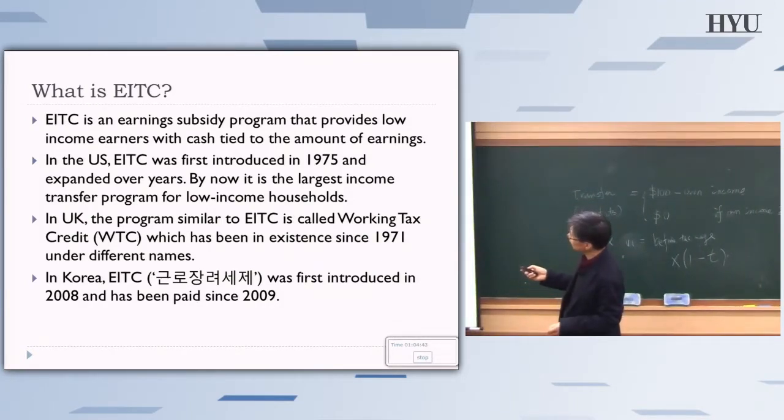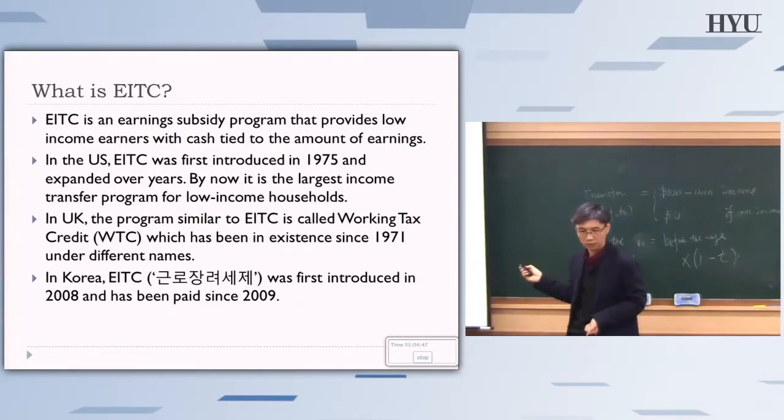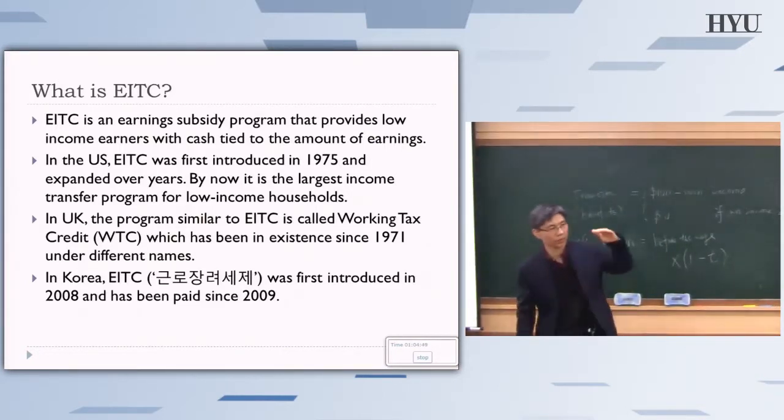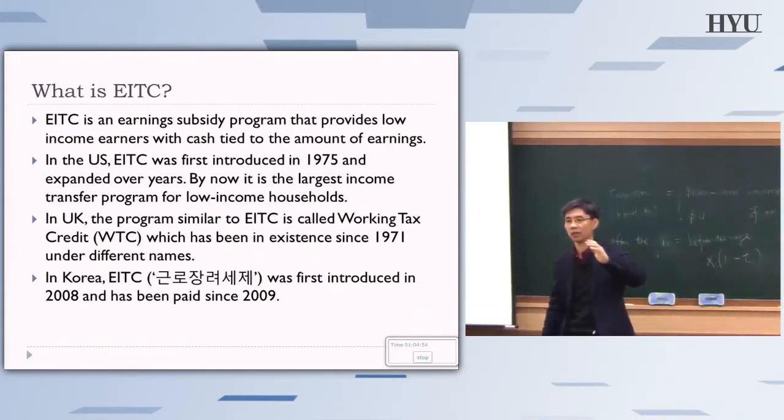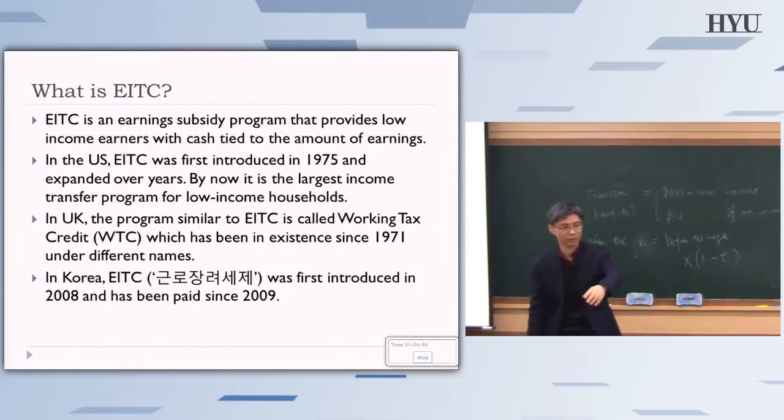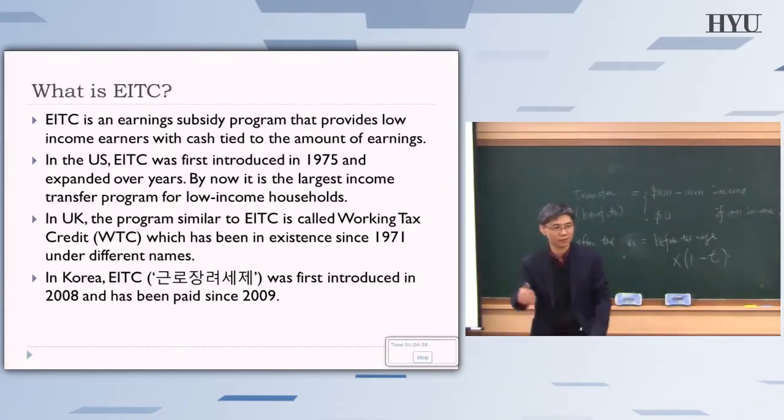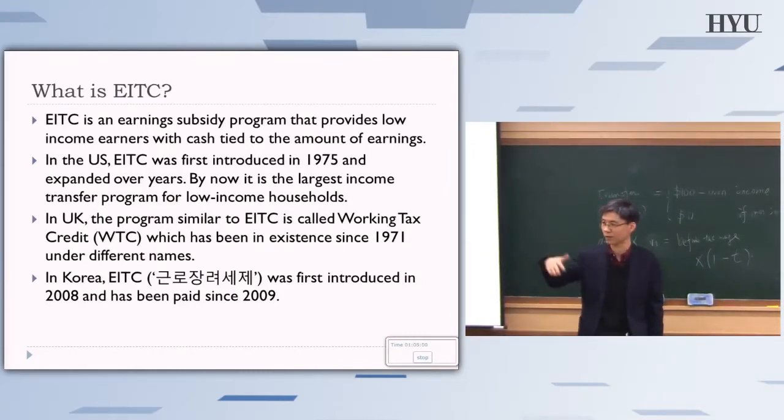EITC is an earnings subsidy program that provides low-income earners with cash tied to the amount of their earnings. In general, the higher your earnings, the higher the subsidy you get. But it cannot give you the subsidy forever, so at some point they will reduce it.